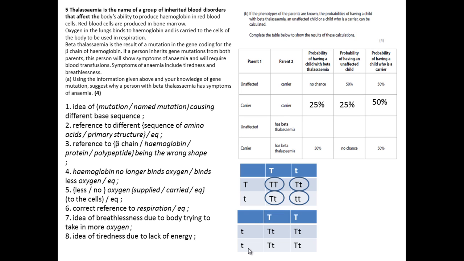And so if you look at this, the probability of having a child with beta thalassemia, none of the individuals of these four have the beta thalassemia, so none or 0%. The probability of having an unaffected child, again, because they're all carriers, none, and therefore the probability of a child who's a carrier is all of them, therefore 100%.